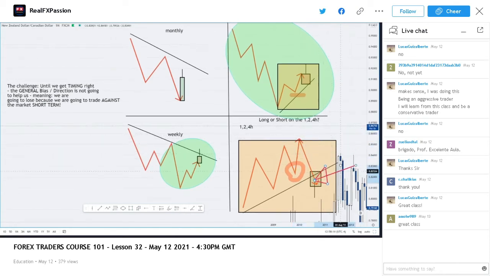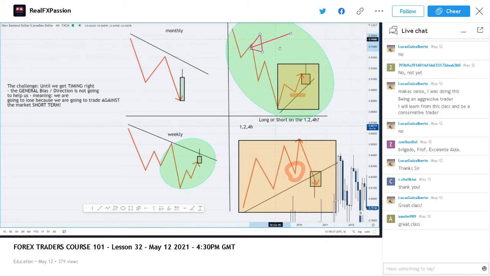So before you short the market, it doesn't matter what. Your Fibonacci could be telling you to short the market, your Ichimoku is telling you to short the market, the Bollinger Band is down, you know, everything is down. Before you short the market on the 1 hour, 2 hour, 4 hour chart, look what the daily is telling you.